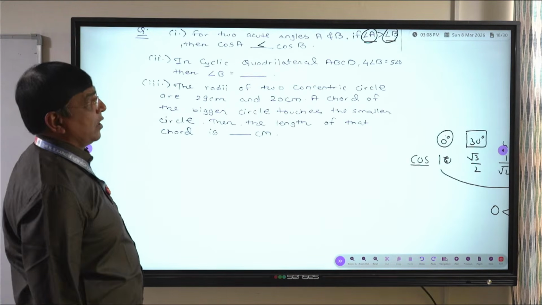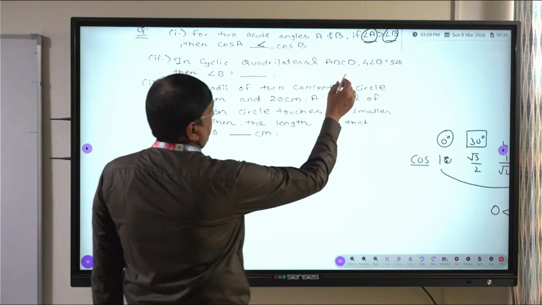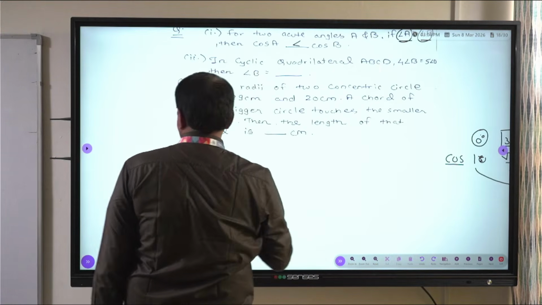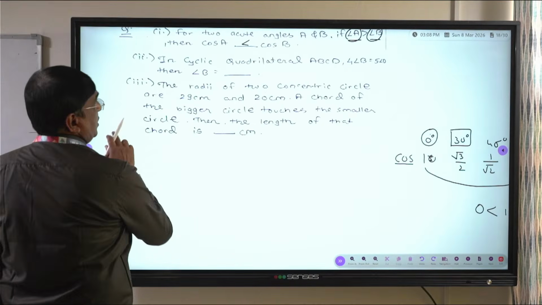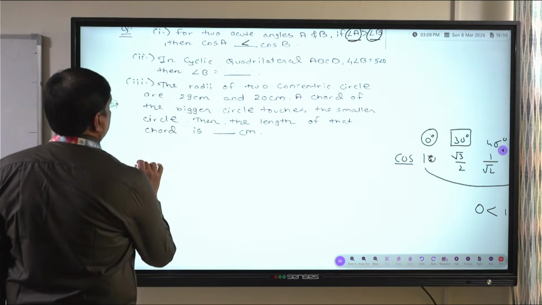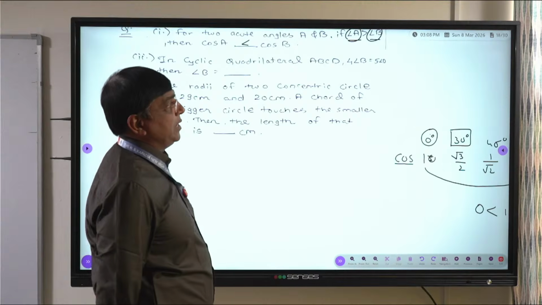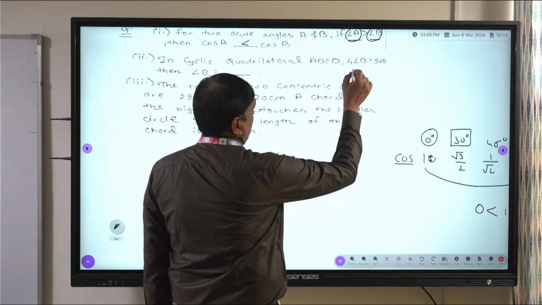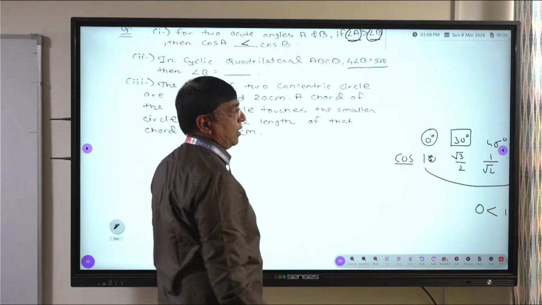In a cyclic quadrilateral ABCD, the relation between angles B and D is given. Find angle B. That is, 4 angle B equals 5 angle D.